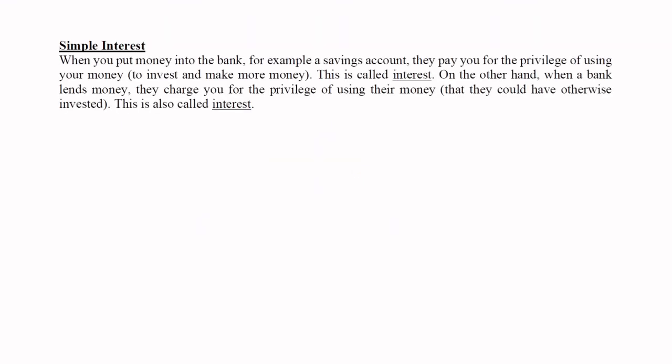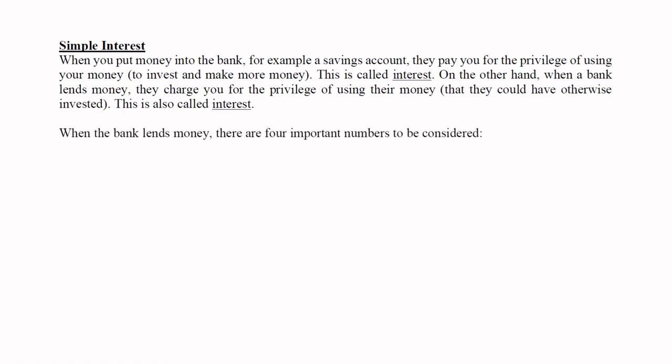When you put money into the bank, for example, a savings account, they pay you for the privilege of using your money to invest and to make more money. This is called interest. On the other hand, when a bank lends money, they charge you for the privilege of using their money that they could otherwise invest. This is also called interest.